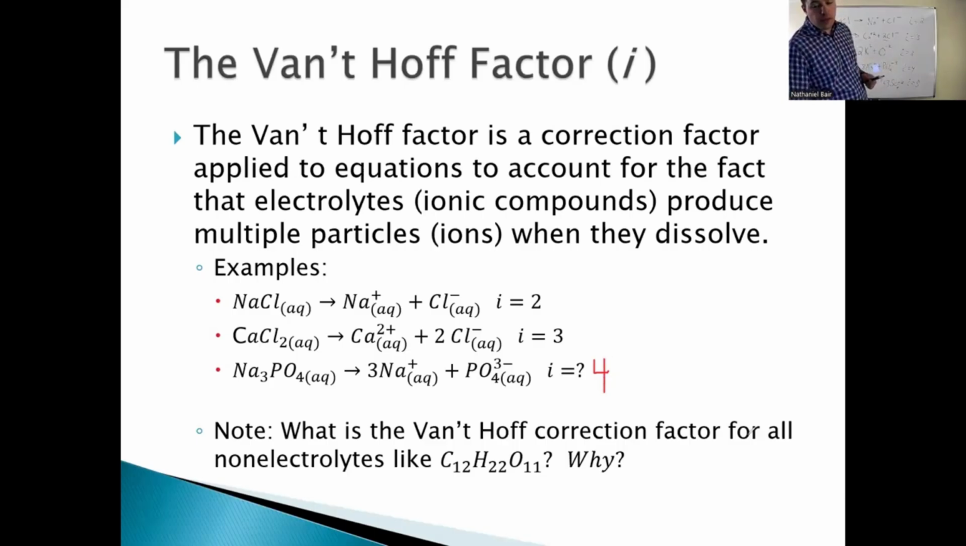It says here, what is the Van't Hoff correction factor for a non-electrolyte like a sugar or alcohol? A sugar or alcohol dissolves without breaking up into ions, right? It's not ionic. That is not an ionic compound. And if you have a non-ionic compound, if you have a covalent or molecular compound, then the Van't Hoff correction factor is 1 because the whole molecule goes in, it does not break apart. Van't Hoff correction factor be 1.